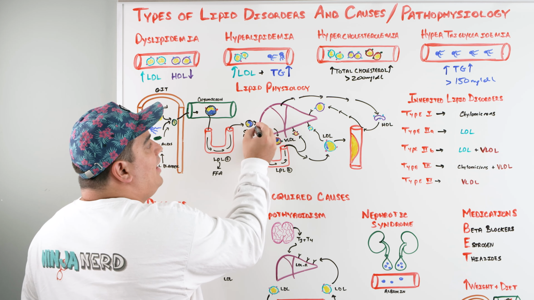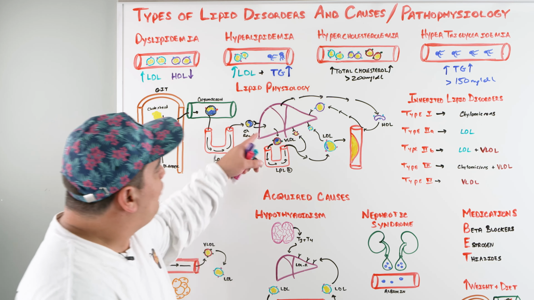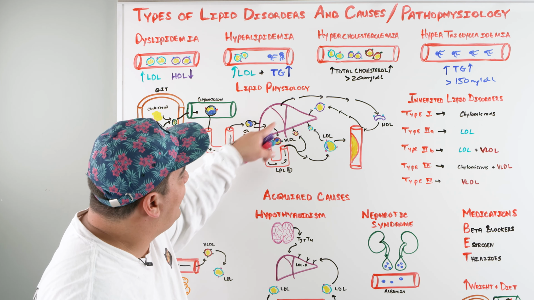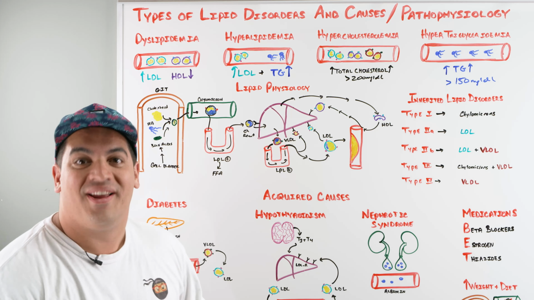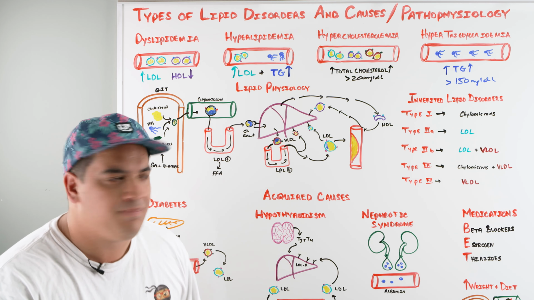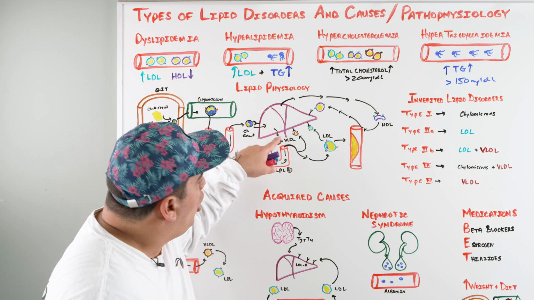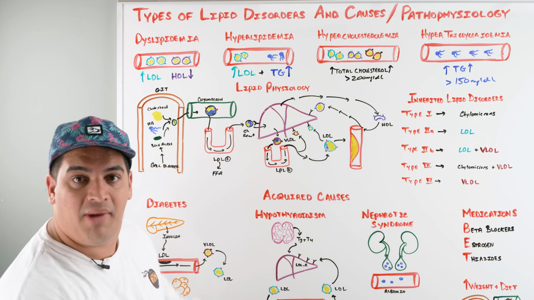That'll get taken up by the liver via these different types of receptors. The liver will then take the chylomicron remnant and take some of the cholesterol from that and make another molecule called VLDL, very low density lipoproteins. These VLDLs are carrying a ton of triglycerides and a little bit of cholesterol, just like chylomicrons.